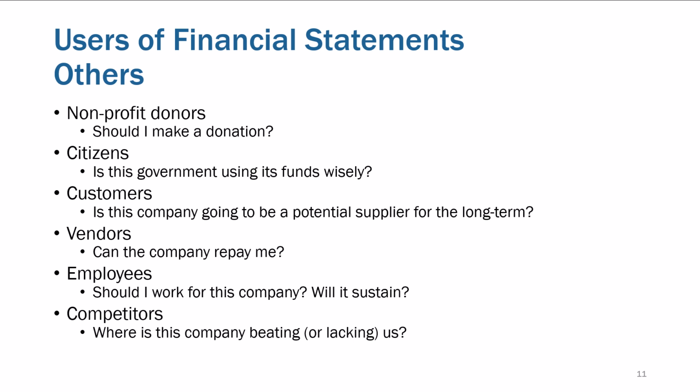And then competitors. Where are these other companies beating us? Where are we lacking? Just so we know where to try to get better.